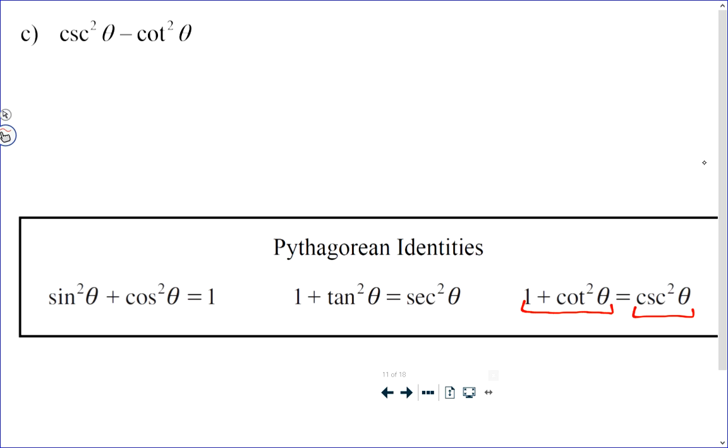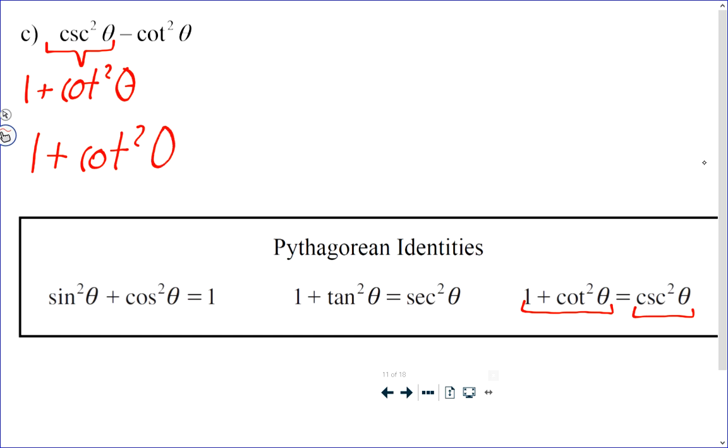Well, what that means is that up here where I see a cosecant squared, I can put 1 plus cotan squared of theta. And that means this expression will become 1 plus cotan squared of theta minus cotan squared of theta. Well, cotan squared of theta minus cotan squared of theta is 0. So what this expression is equal to is 1.